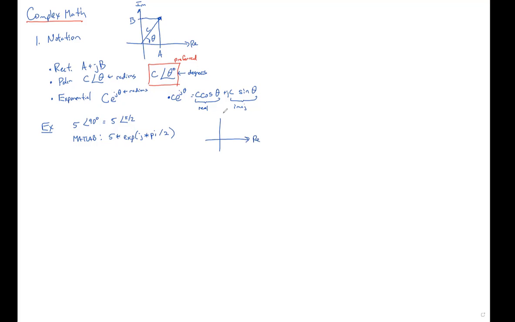here's the real part, here's the imaginary part. We've got 5 at an angle of 90 degrees. So here's our point. We are 5 units high. So this is one way you could write this complex number in polar notation. But who have I not called on? Connor, what's a simpler way to write this number in rectangular notation?